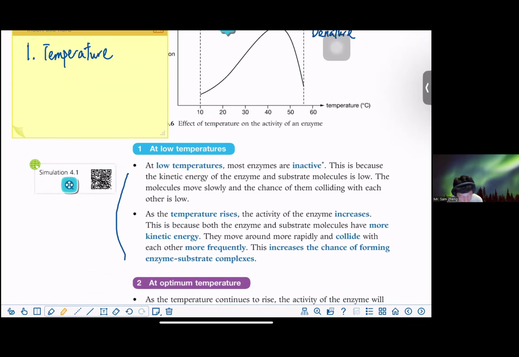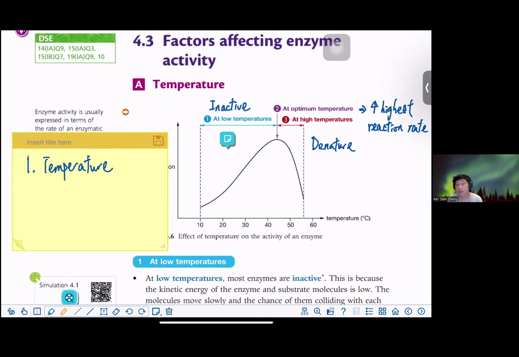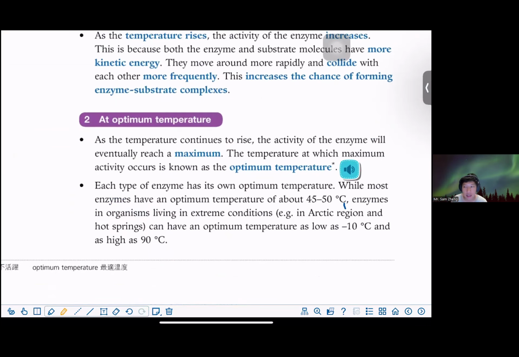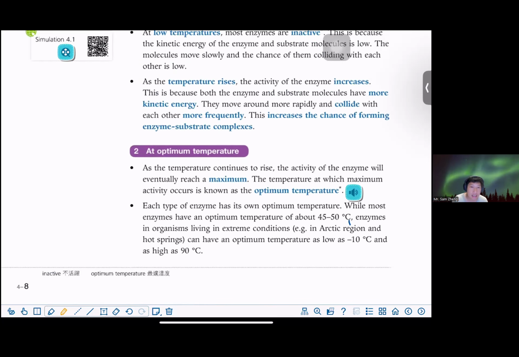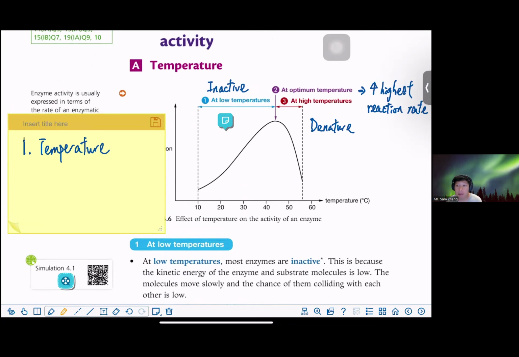But then, what if it is too high? That means it exceeds the optimum temperature. So what is the optimum temperature? The optimum temperature is the temperature that has the highest reactivities for the enzymes. It will create the enzymatic activities with a maximum rate. So if it is at the maximum rate, then it would be the optimum temperature.